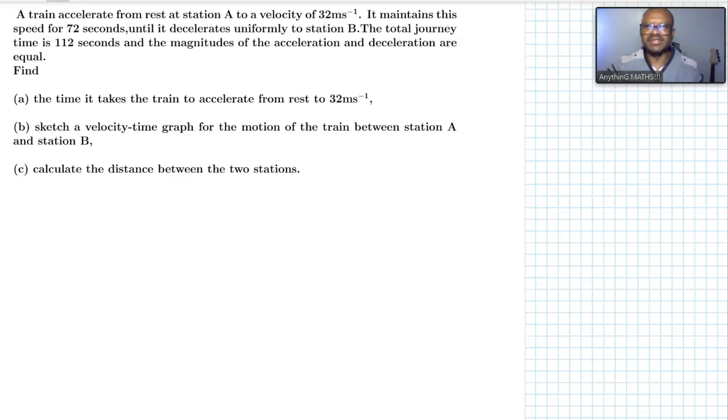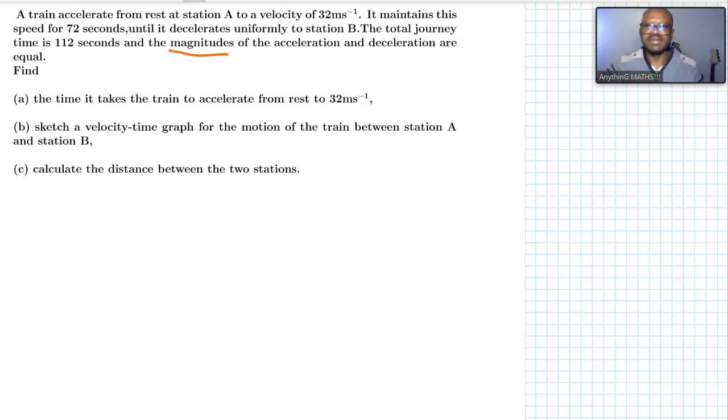The question is: a train accelerates from rest at a station A to a velocity of 32 meters per second. It maintains this speed for 72 seconds until it decelerates uniformly to a station B. The total journey time is 112 seconds, and the magnitudes of the acceleration and deceleration are equal. So that information is so important. Find A, the time it takes the train to accelerate from rest to 32 meters per second.